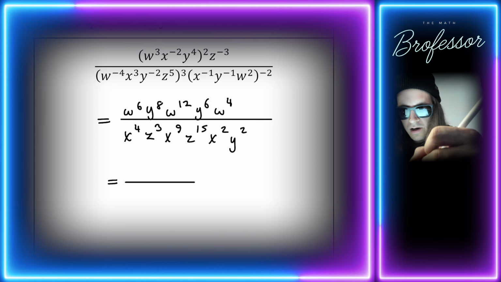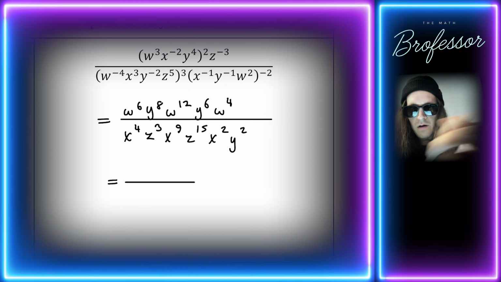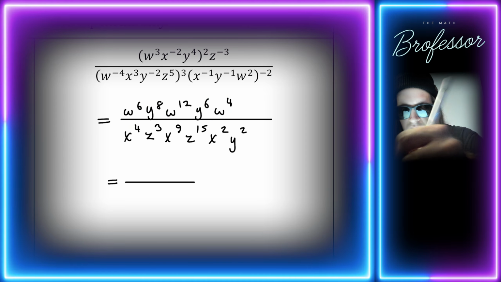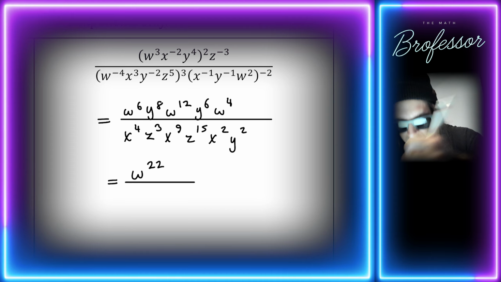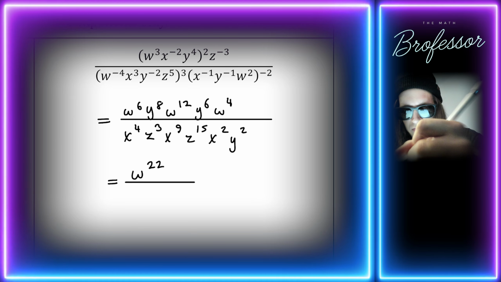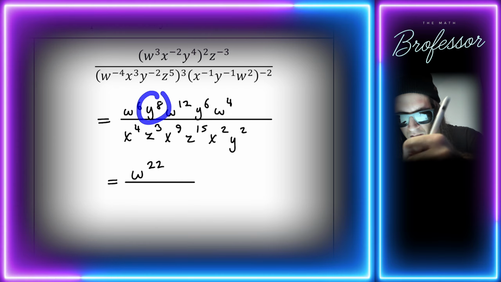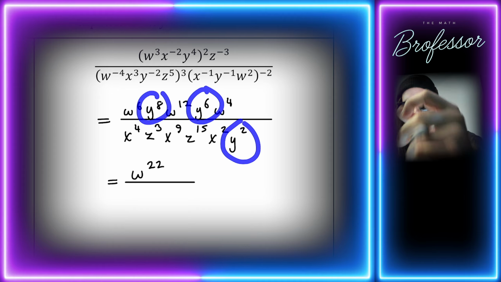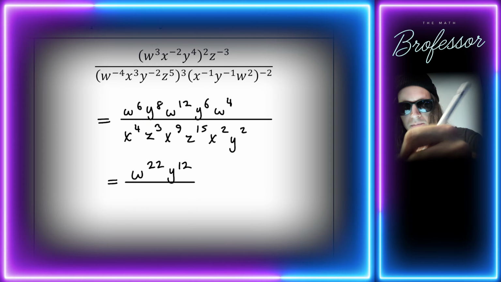So we'll start by, let's just go alphabetical order. We have 3 W's up top, no W's in the bottom, so just add 6, 12, and 4. 6 plus 12 plus 4 is 22. So we have W to the 22. And then Y, let's see, we have 2 Y's up top. And a Y on the bottom. Is that all the Y's? Yeah, so 8 plus 6 is 14, minus 2 is 12. So Y to the 12 up top.